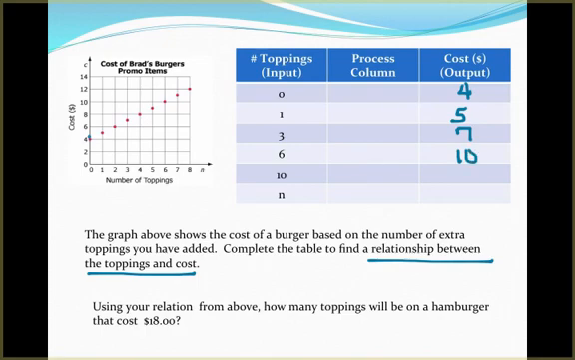And we don't have 10 in our table, so we're going to leave that blank and we're going to look for our pattern and then come back and fill that in. So let's look at what's happening. For 0 toppings, we went to $4. 1 topping went to 5. 3 toppings went to 7. 6 toppings went to 10. So what I can see is that if I take the number of toppings that I have and I add 4 to it, that's giving me my cost.